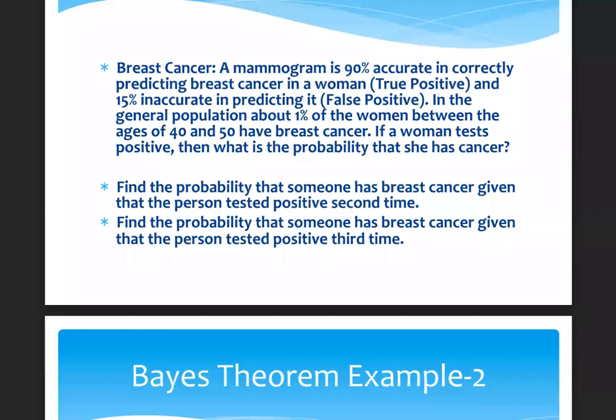In the second part, in the second star here, it says, find the probability that someone has breast cancer given that the person tested positive a second time. Not first time only, second time. So as a second opinion, you go to a different doctor or to the same doctor, you can do a test a second time to see what is the probability that the person has cancer.